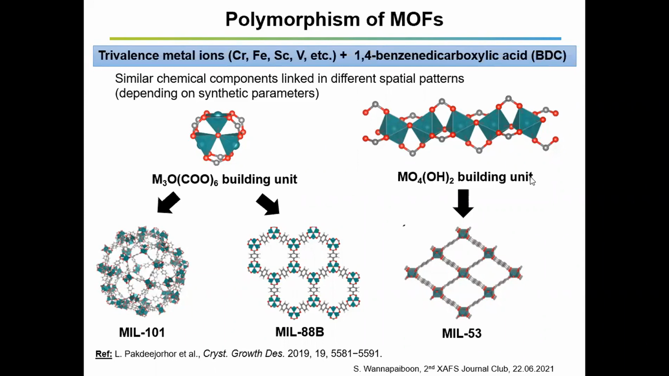So basically it depends on the synthetic conditions, like the global concentration that you use, also the pH, and the temperature, of course, which also plays a role in the packing efficiency, the binding, and the cluster formation, ending up with different kinds of structures. In this slide, I show that if you use a trivalent metal ion, mostly chromium, iron, and vanadium, with 1,4-benzene dicarboxylic acid ligands, or BDC, you can end up with at least 3 different kinds of polymorphs in MOFs.